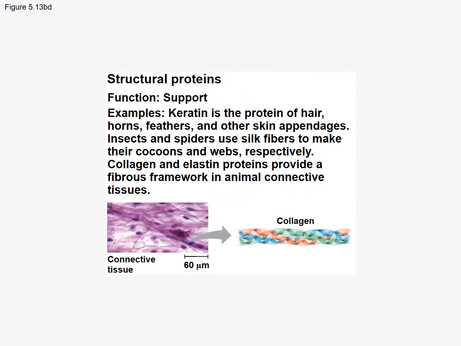And then some of them are just structural proteins, so they just provide some sort of support. One example would be keratin. This is the protein that's found in hair and feathers and other appendages on the skin. Insects and spiders use silk fibers to make their cocoons and webs, respectively, so silk fibers are a type of protein. Collagen and elastin are proteins that are found within the connective tissue in animals. So here we can see an image of connective tissue, and within that connective tissue we have a collagen molecule.